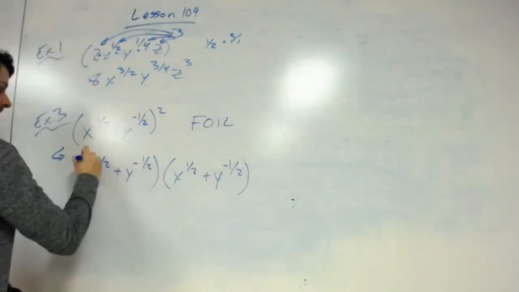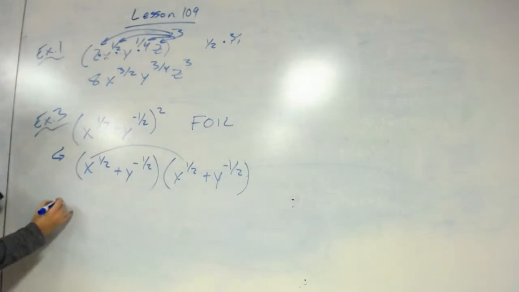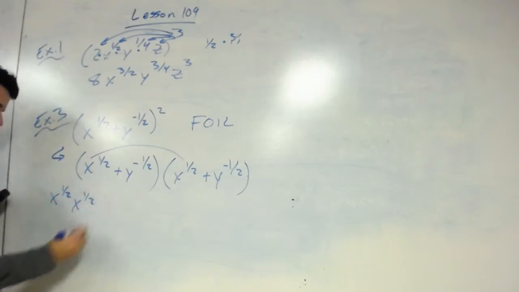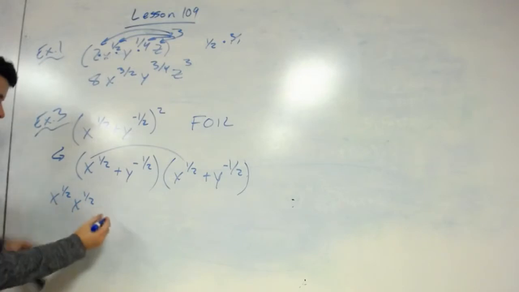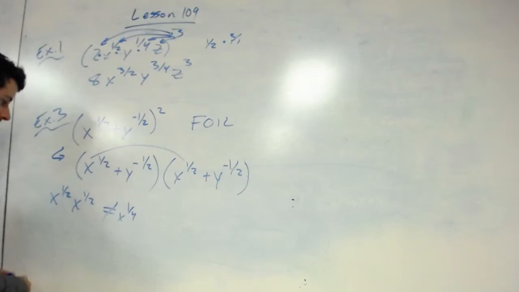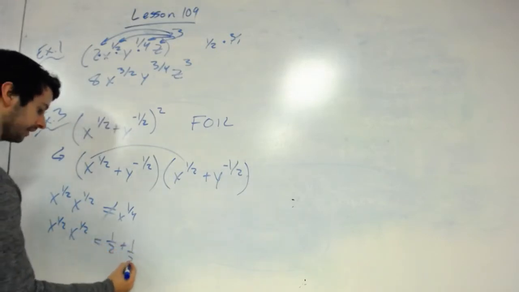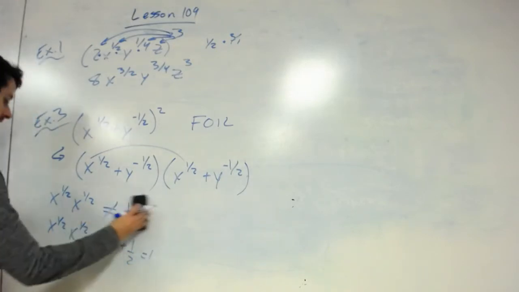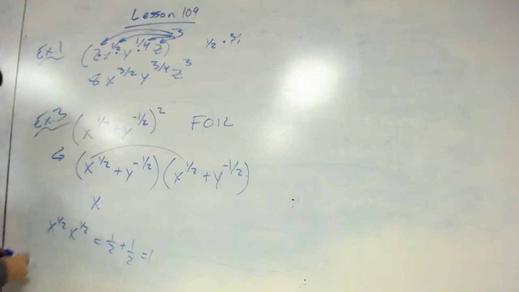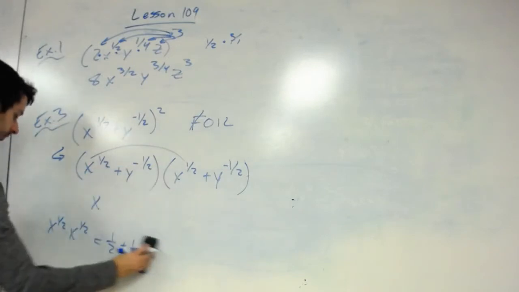So first would be x to the 1/2 times x to the 1/2. Now remember, if we have something like this, we don't multiply the exponents. That does not equal 1/4. We have to add the two exponents. So 1/2 plus 1/2 equals 1, and that in turn would just be x.